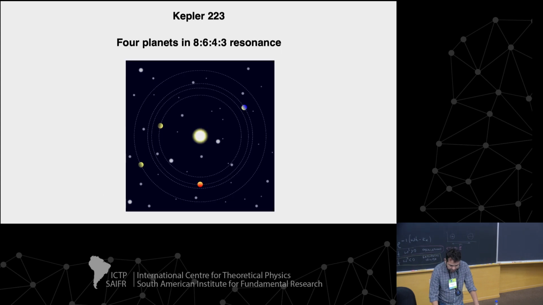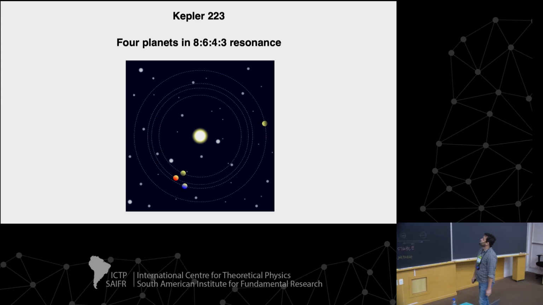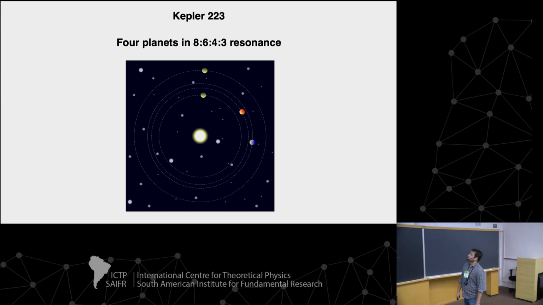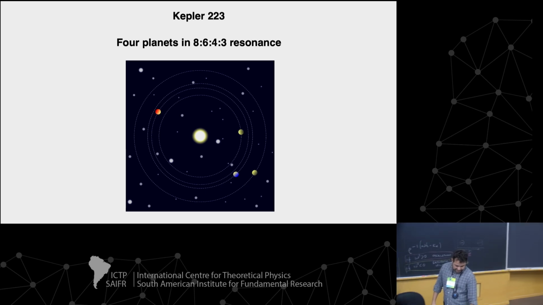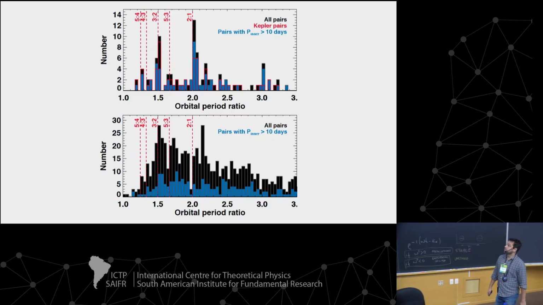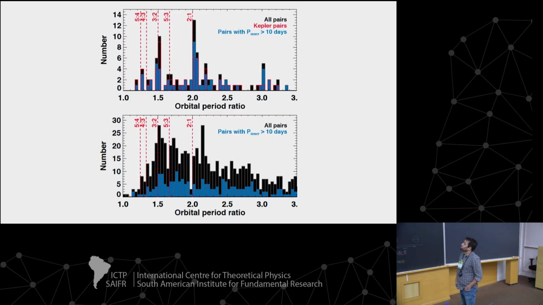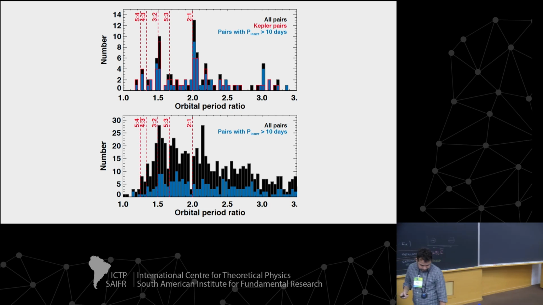This orbital configuration is also found among exoplanets. Right? Kepler 223 here has 4 planets that are in a special orbital configuration too, locked in an 8:6:4:3 resonance. And when you look at the exoplanets found so far, you find that several of them are in resonance. You see, there is a pile-up of planets at these resonances. So this shows here that the planets are migrating, right?